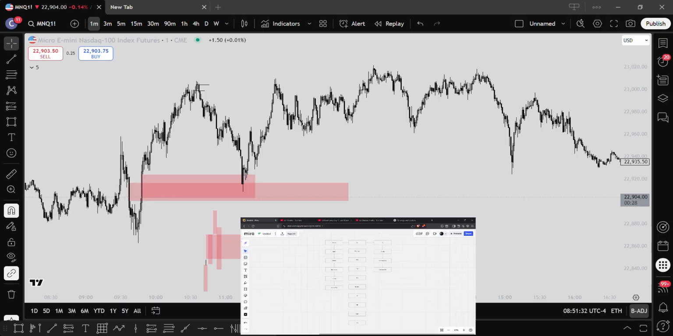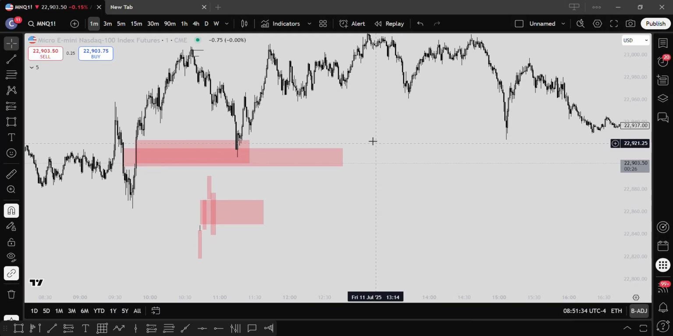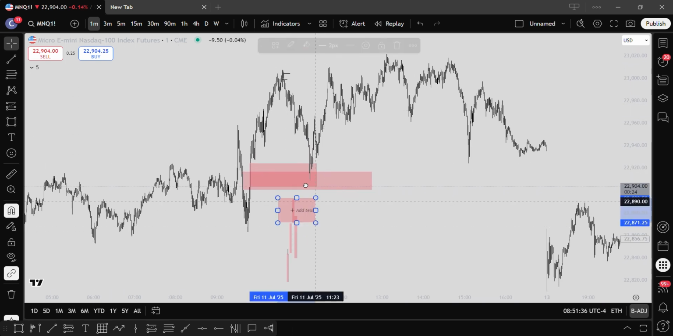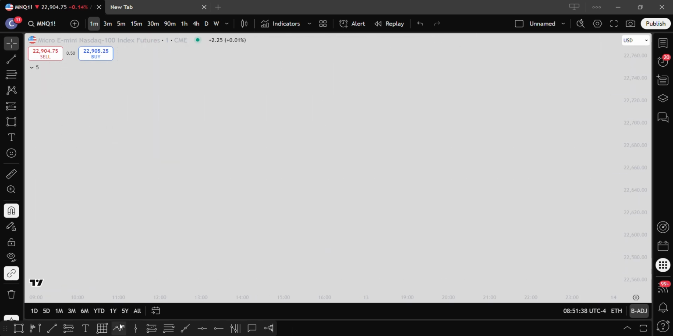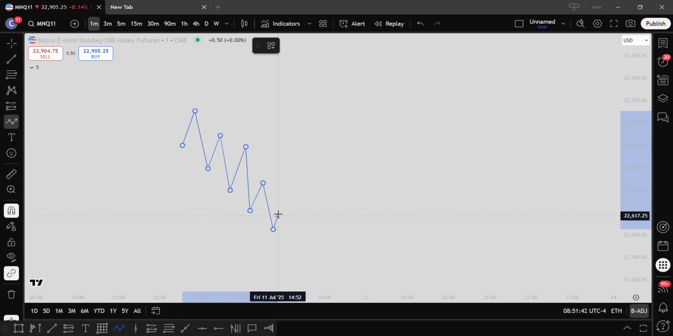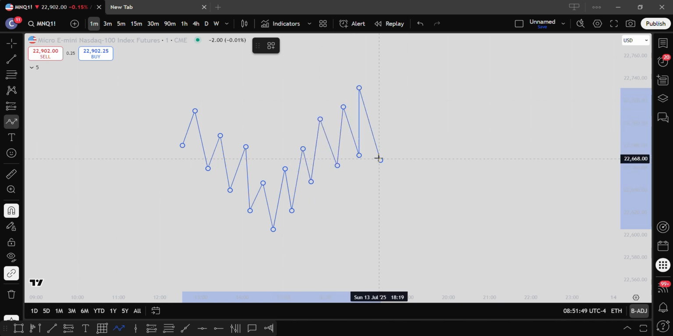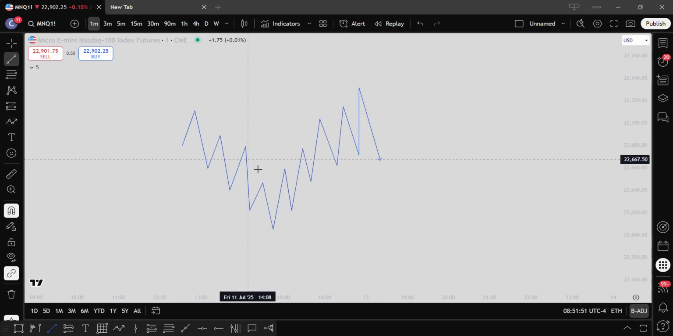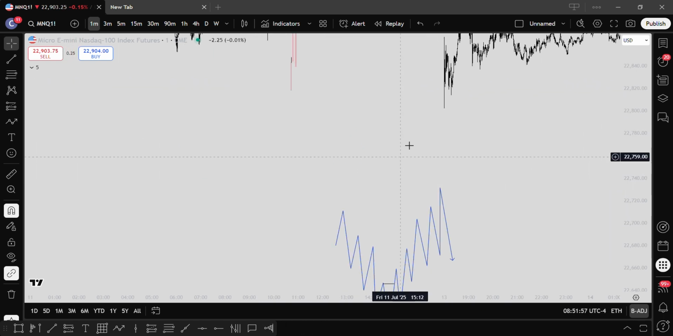What is it? Okay, market structure shift. So a market structure shift is when the market is creating higher lows, higher lows, higher lows, higher lows, then breaking the previous high, shifting to the uptrend. That is what a market structure shift is. Or the market is going in a downtrend, breaking the previous structure, and then switching.